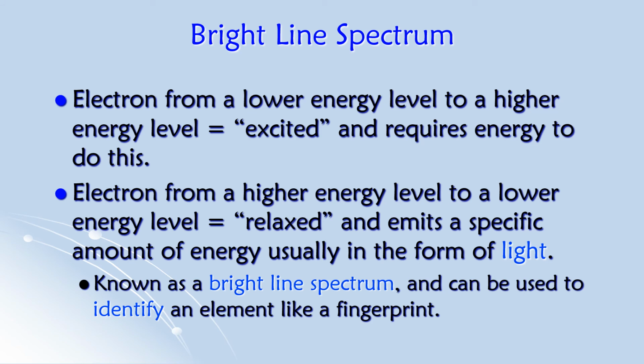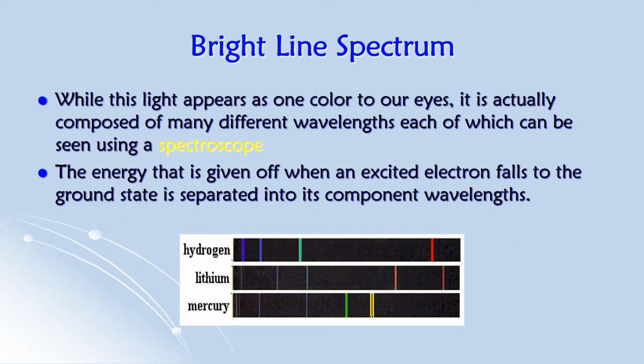Okay, and we use the bright line spectrum to identify different elements, because again, all of them are going to release light at different wavelengths. This is what the bright line spectrum looks like. All this is telling you is that each of these elements is releasing a light, a color, at a different wavelength, which is why those lights have different colors.